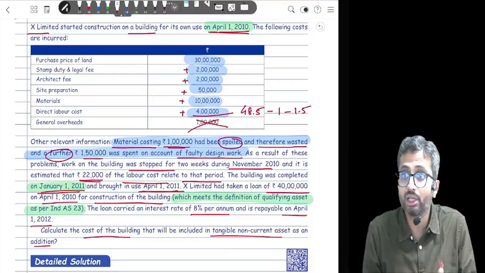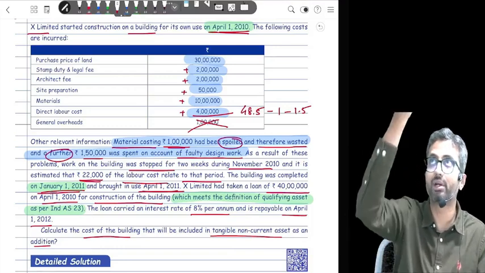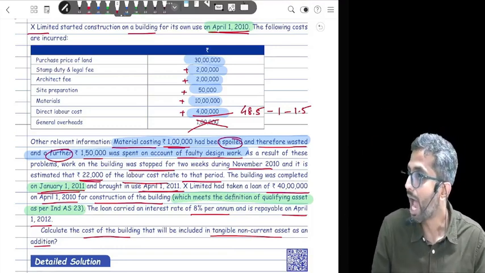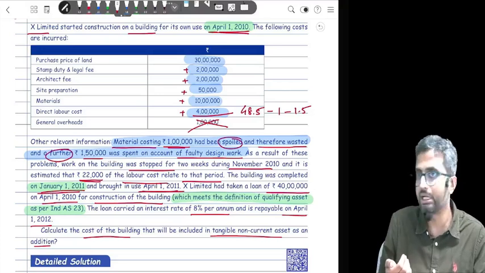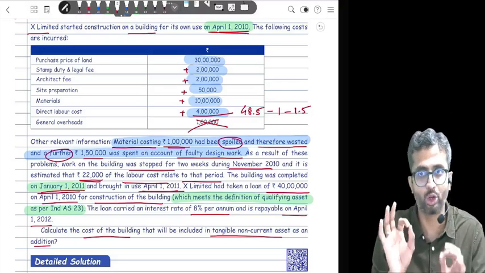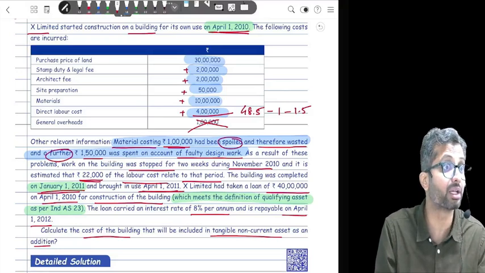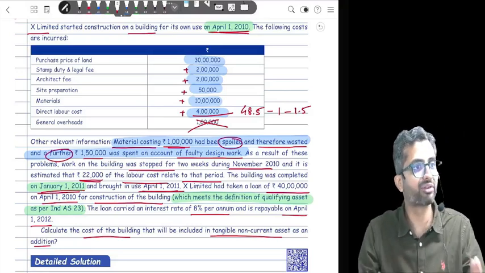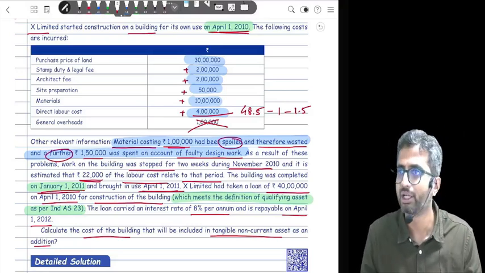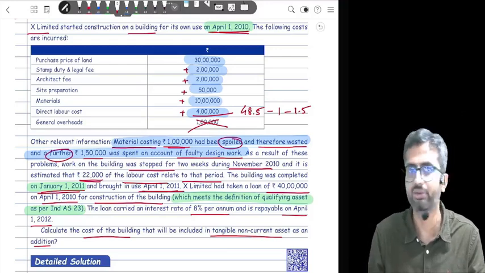But here, nothing is mentioned. So we will say that the material includes all materials, and as a result, we deduct it. Are you understanding it? The concept is the same, abnormal loss should not be there, but here it is there, so we are removing. If it was never there, we would not have removed. Is everyone clear? Yes? Okay.